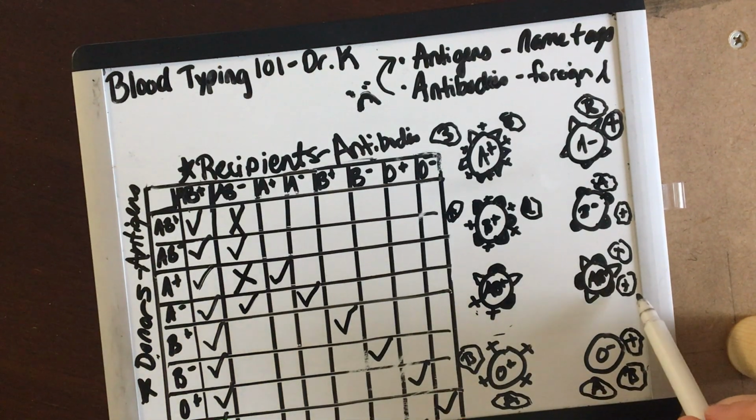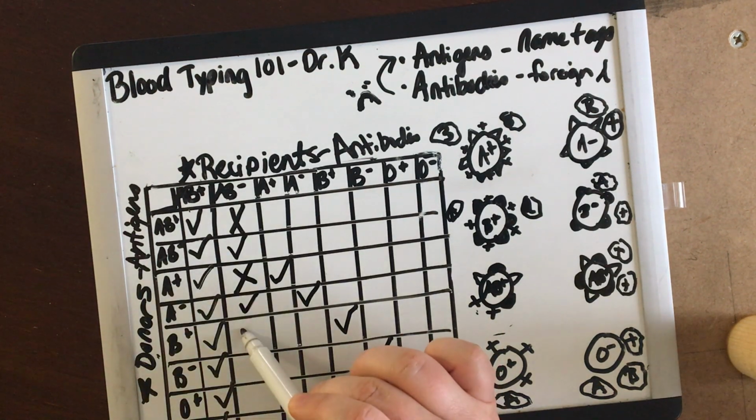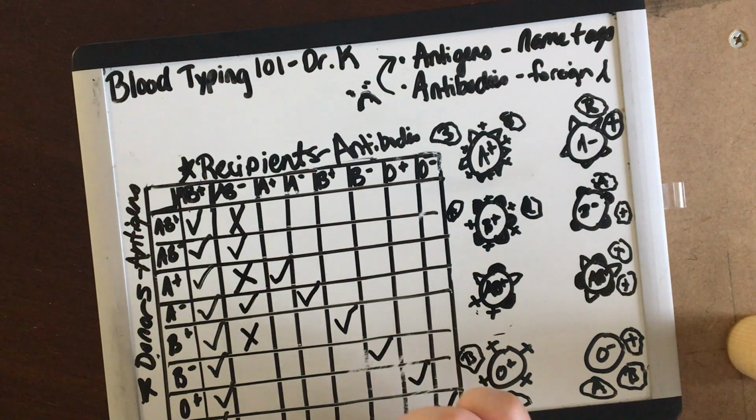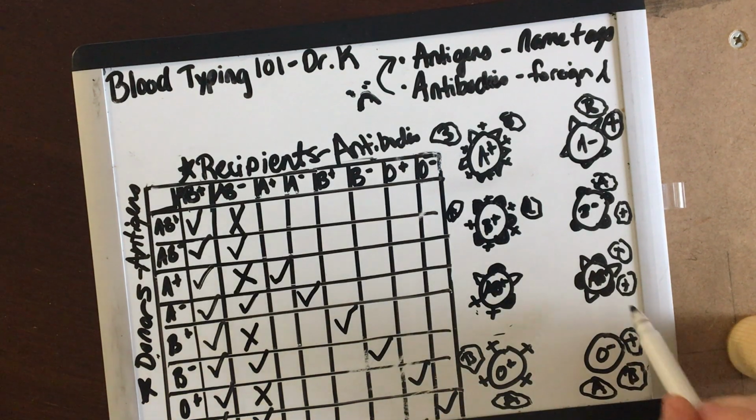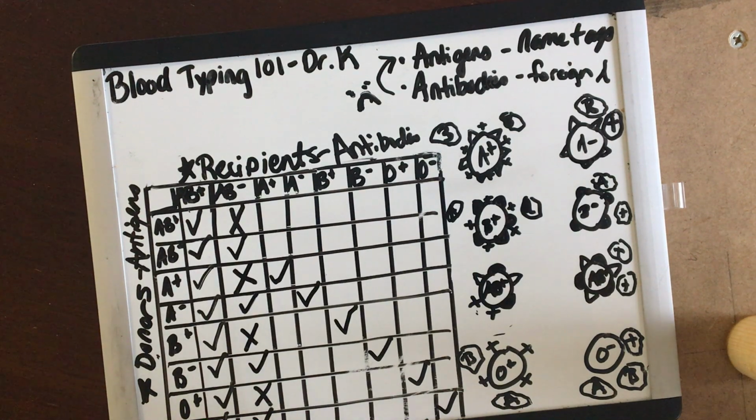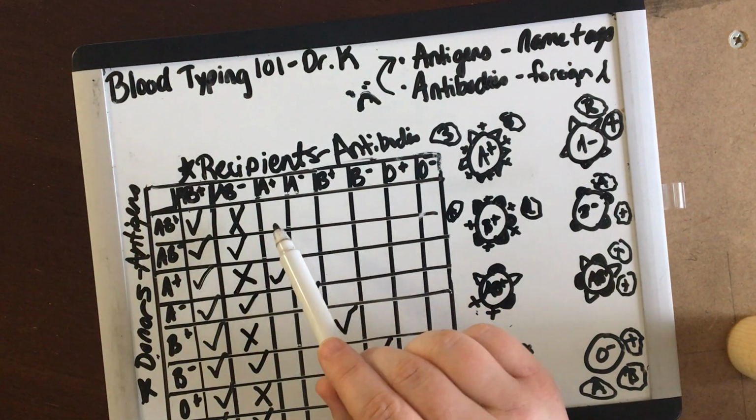So you'll notice the positive antibody that you have floating out here will only attack things that are positive, right? So what you can do is you can say, no, that's not going to work. No, that's not going to work. But these ones will, right? Because these ones don't have positive antigens, B negative and O negative.